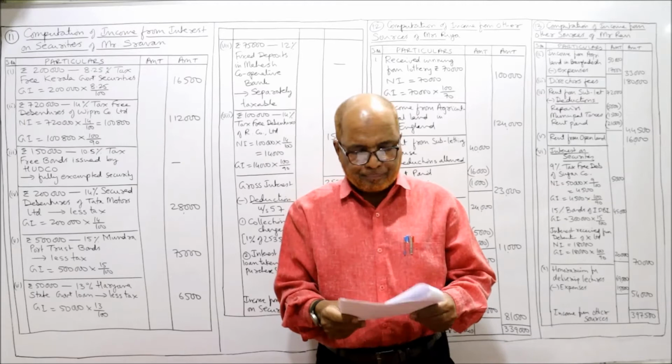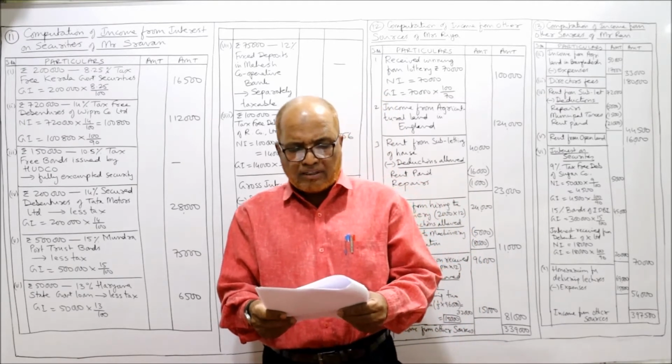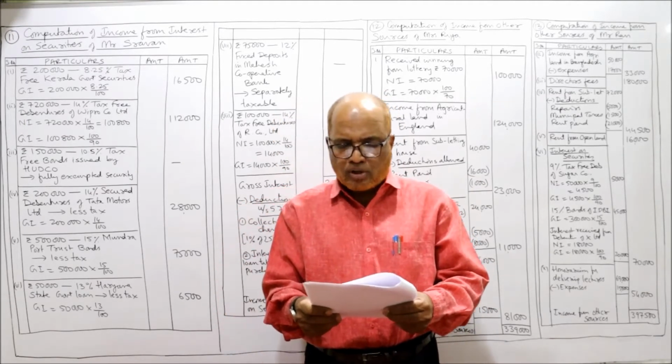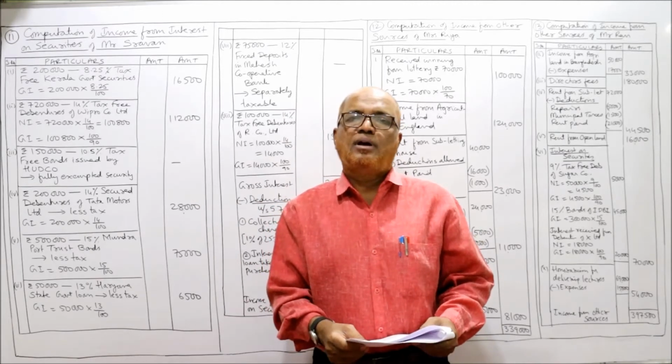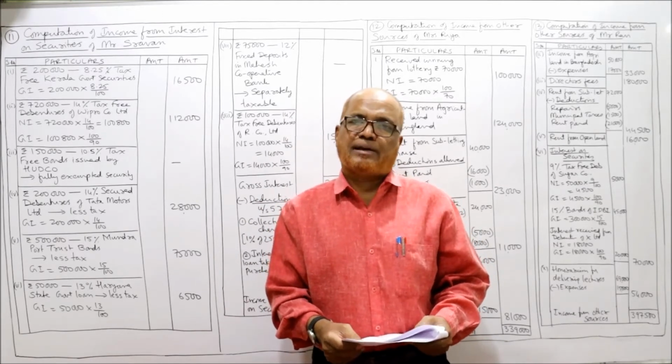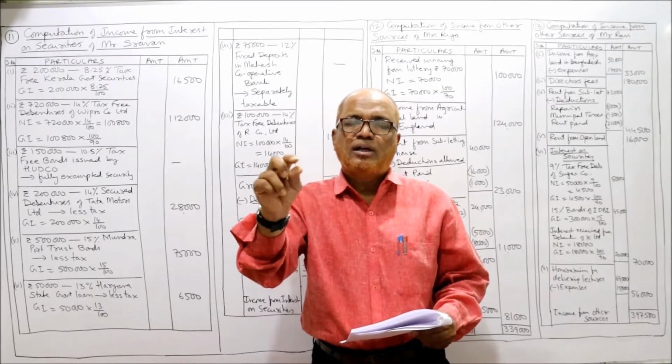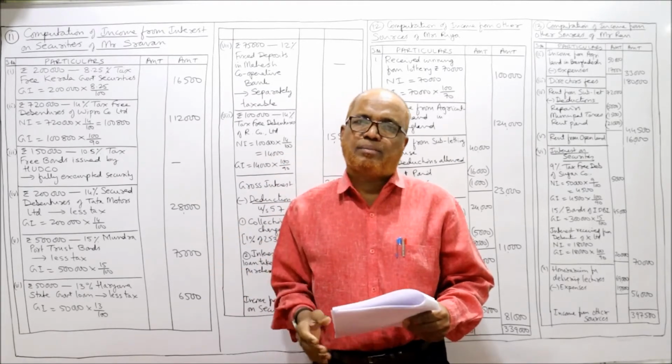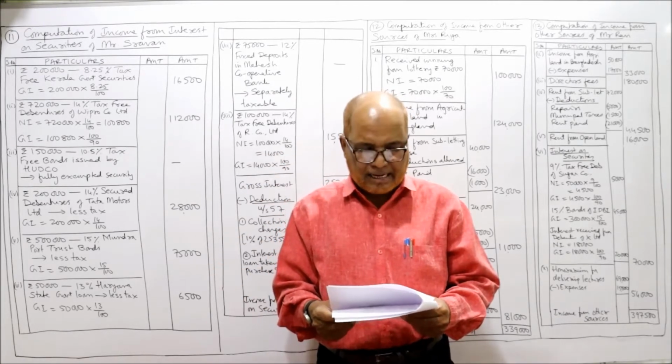That point you remember. Then 1,50,000, 10.5% tax-free bonds issued by HUDCO. It is fully exempted from tax. So simply you have to write down this security is exempted from tax security. So interest is not taxable.